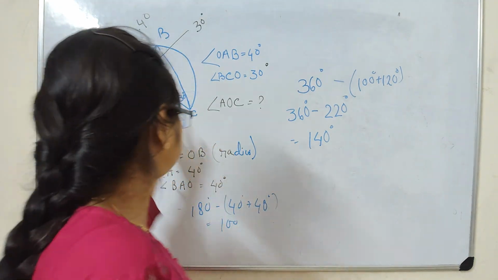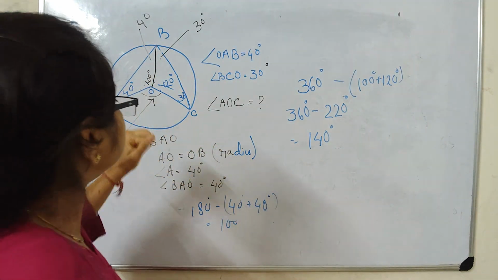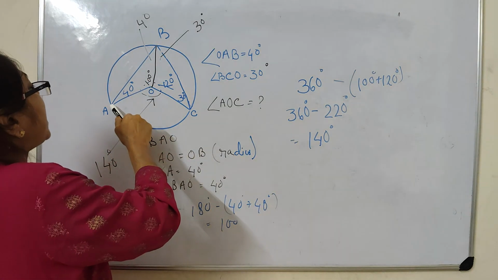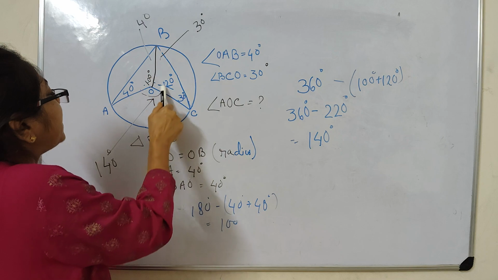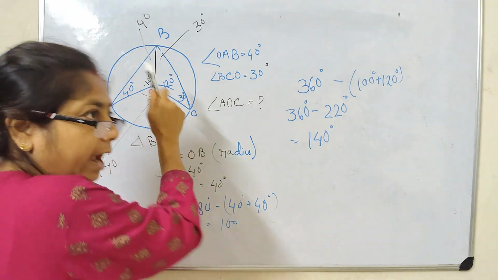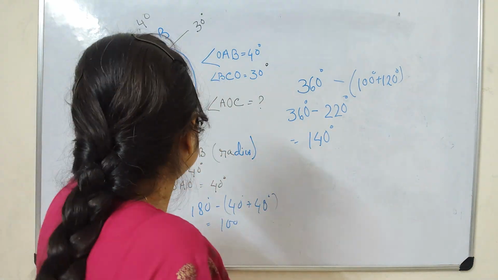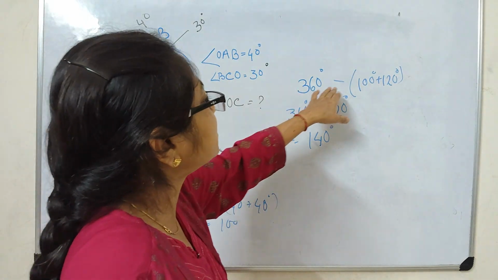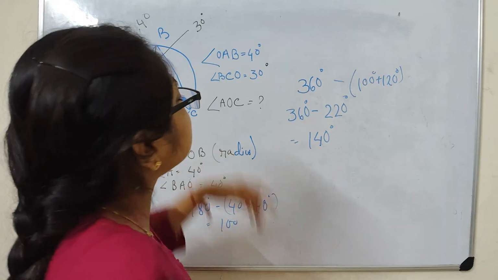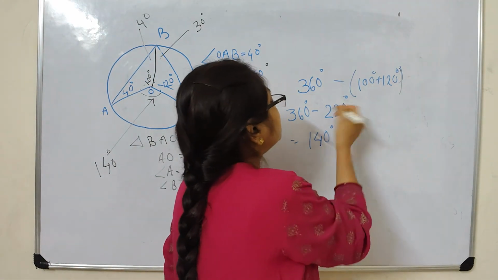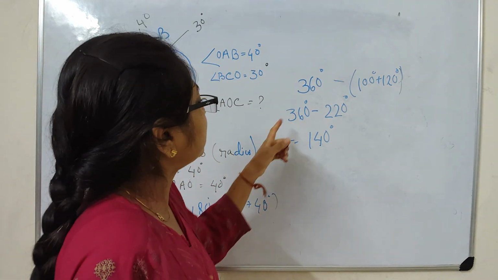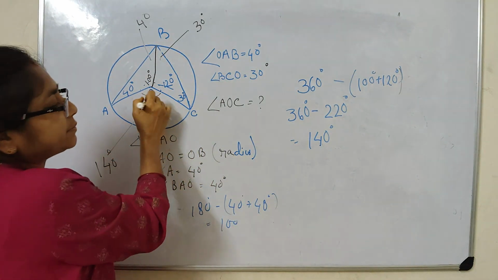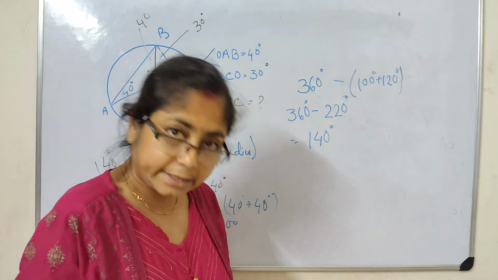Clear? One more time, the last part I discussed. This is the AOC, and this is the upper angle, the outer part angle. This is 100 degrees and 120 degrees. It makes a circle. Circle means 360 degrees. So 360 degrees minus (100 degrees plus 120 degrees) means 220 degrees, and 360 degrees minus 220 is 140 degrees. So only this part is 140 degrees.